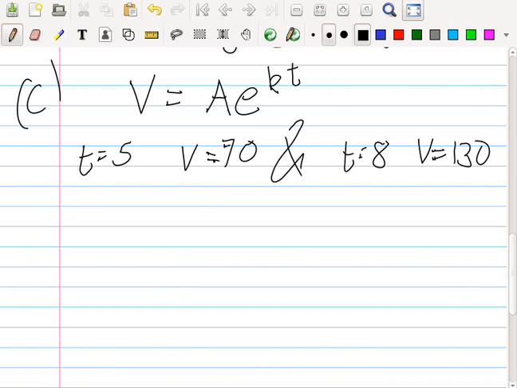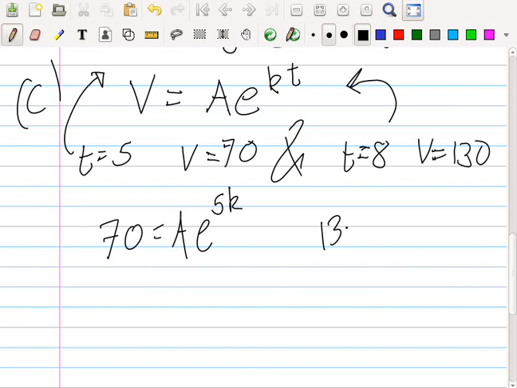So, just like before, we have two unknowns, so we sub them in to get the A and the K. The only difference is this is a bit more difficult because one of the times is not 0. Previously, one of the times was 0. Okay, so we put the first one in, and I get 70 equals AE 5K, and I put the second one in, and I get 130 equals AE 8K.